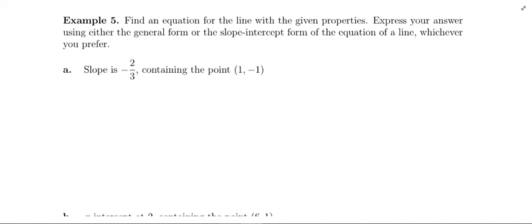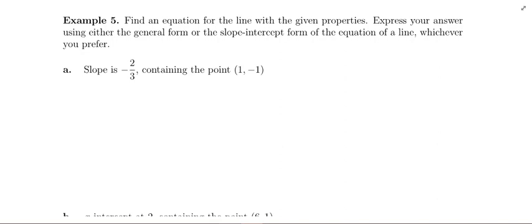Example 5. Find an equation for the line with the given properties. Express your answer using either the general form or the slope-intercept form of the equation of a line, whichever you prefer. In part A, the slope of the line is negative 2/3, and it contains the point (1, -1).